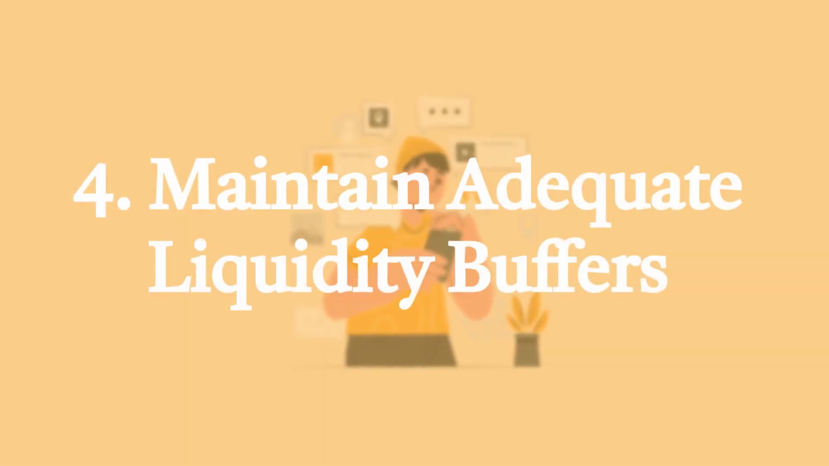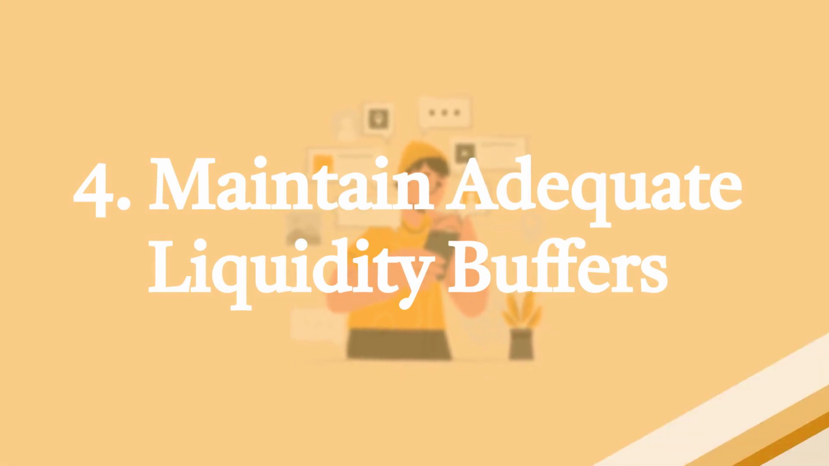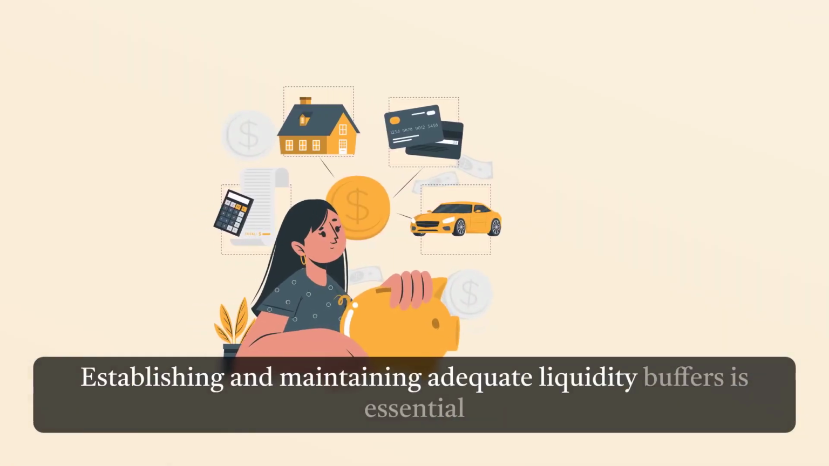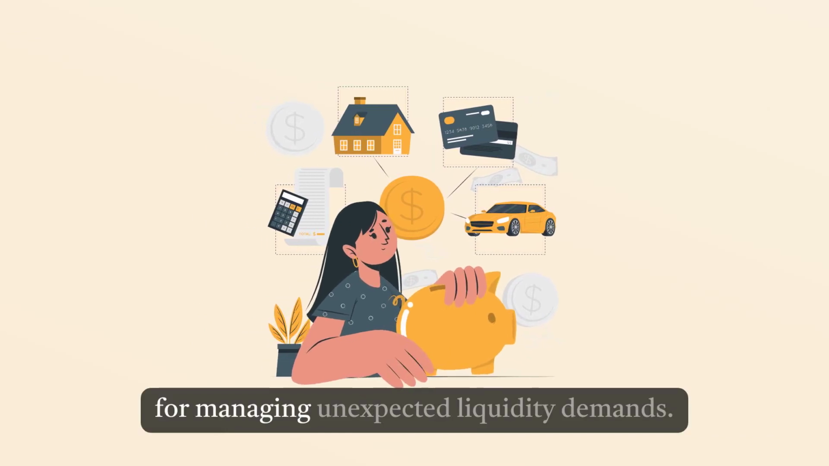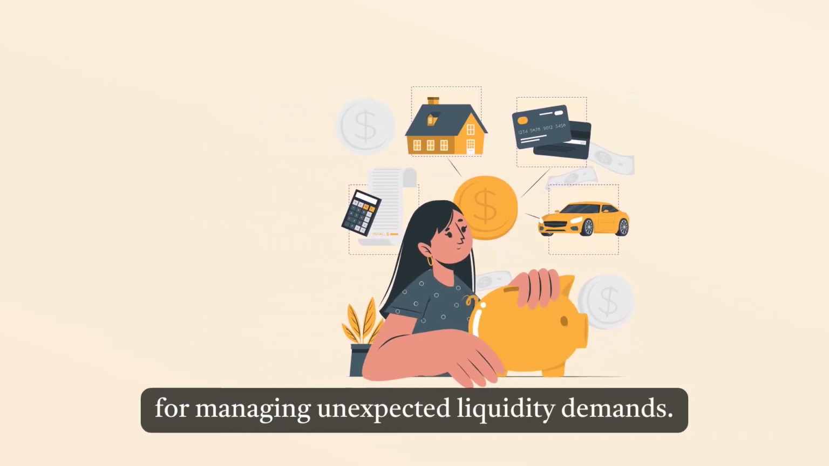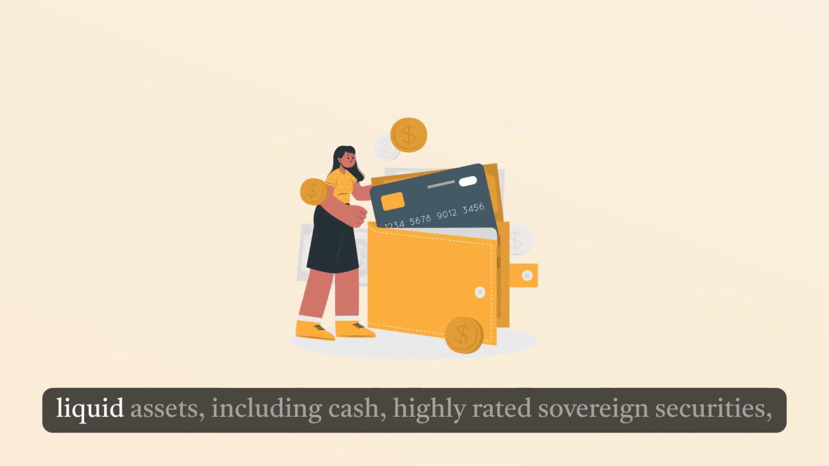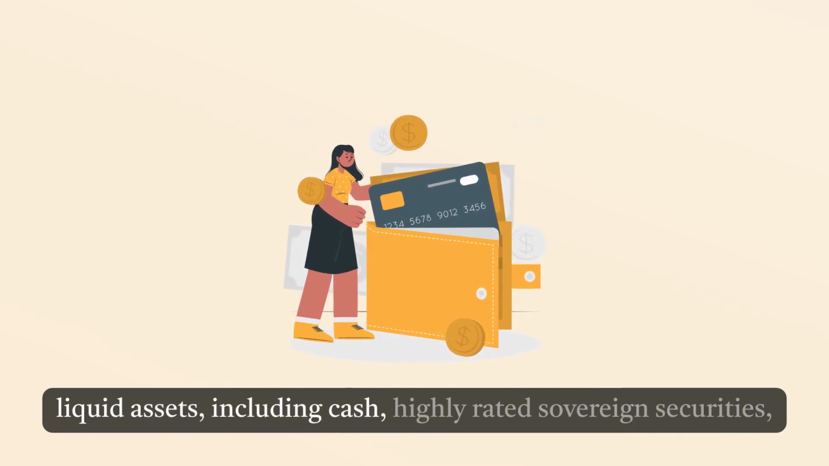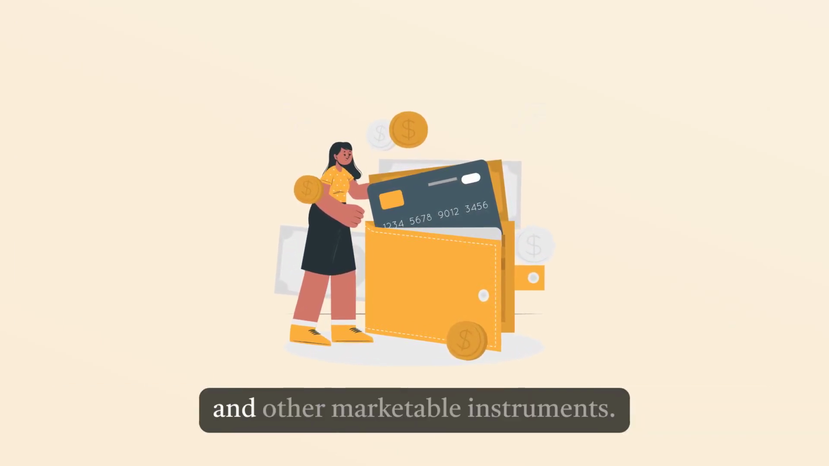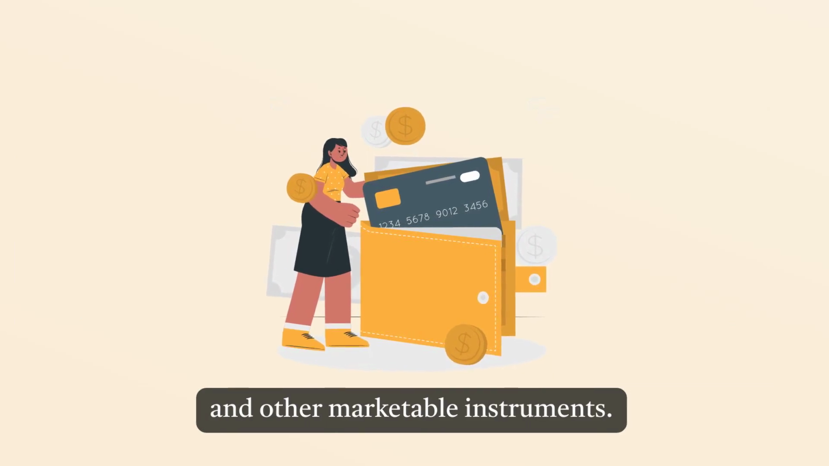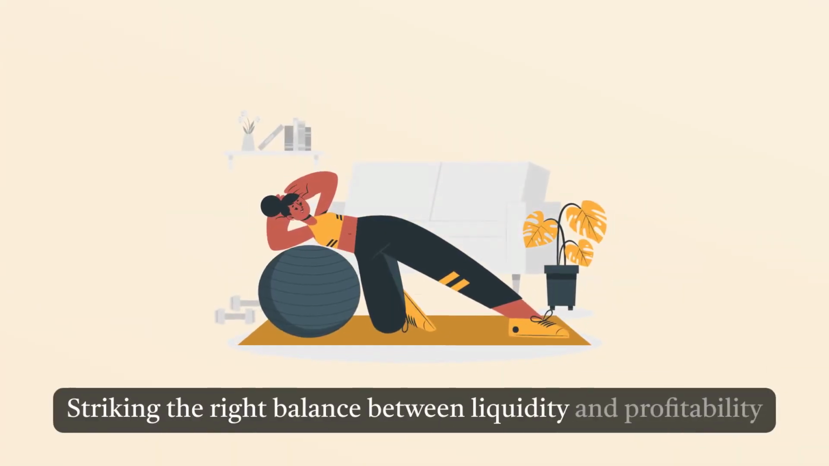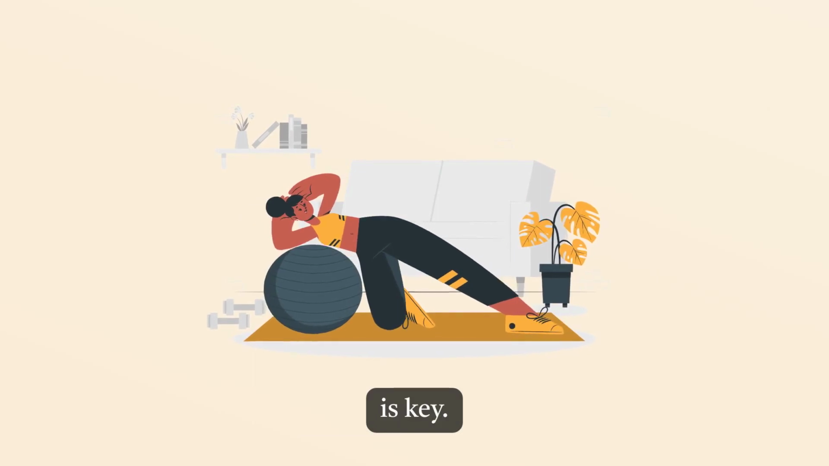4. Maintain adequate liquidity buffers. Establishing and maintaining adequate liquidity buffers is essential for managing unexpected liquidity demands. This buffer can be in the form of liquid assets, including cash, highly rated sovereign securities, and other marketable instruments. Striking the right balance between liquidity and profitability is key.